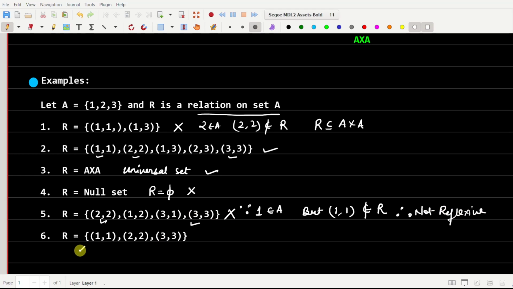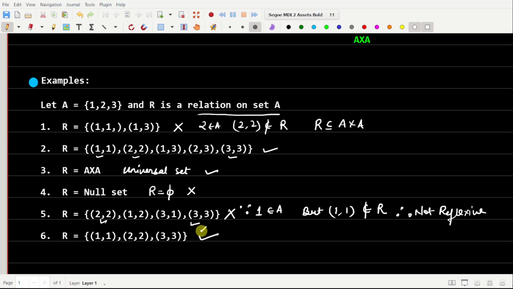Now we will come to the sixth part. It has got (1, 1), (2, 2) and (3, 3). Straight away we can write down that yes, it is reflexive because 1 belongs to A, (1, 1) is there, 2 belongs to A, (2, 2) belongs to R, and 3 belongs to A, (3, 3) also belongs to R. All the diagonal elements are present. We will not care whether the non-diagonal elements are present or not. This relation is surely a reflexive relation, right?